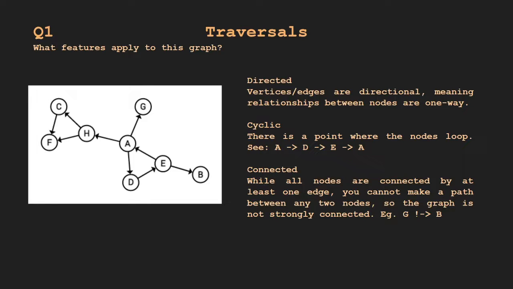I said that it was directed, as the edges are very obviously directional. You can't go both ways between nodes. You can only go in the direction that the arrow is pointing.